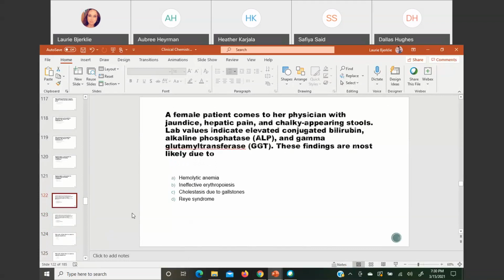A female patient comes to her physician with jaundice, hepatic pain, and chalky appearing stools. Lab values indicate elevated conjugated bilirubin, elevated ALP, elevated GGT. These are most likely due to what?